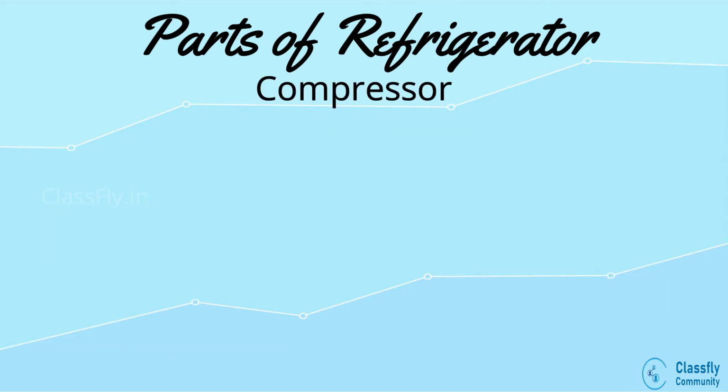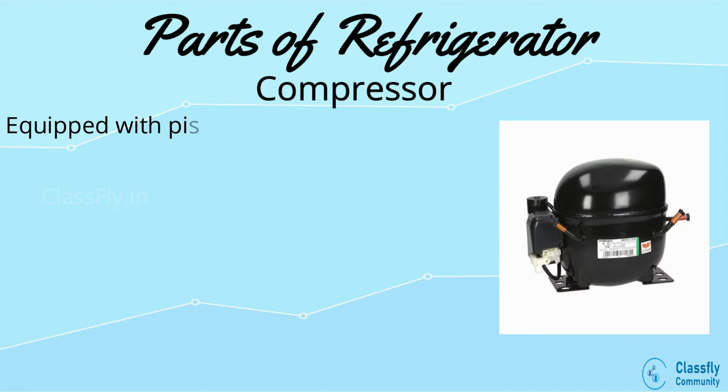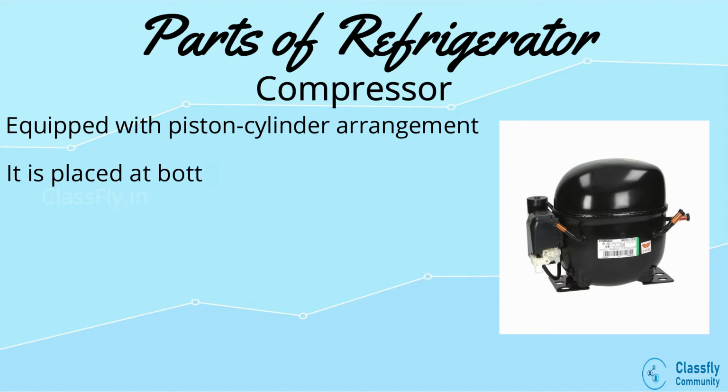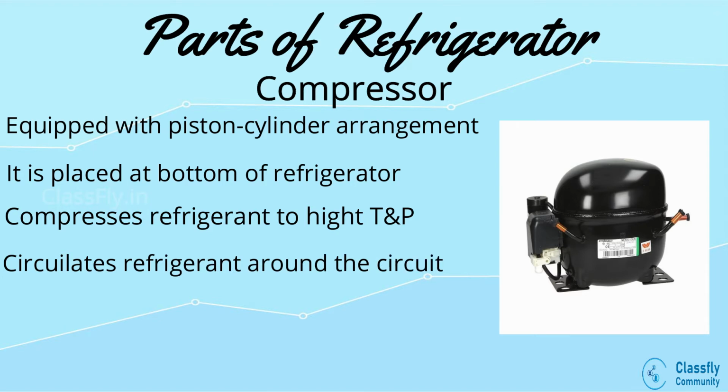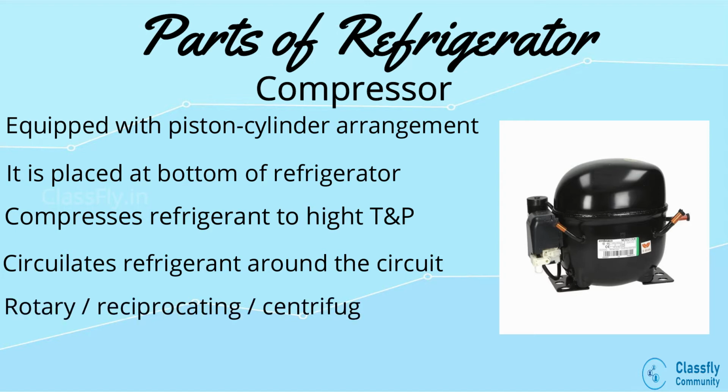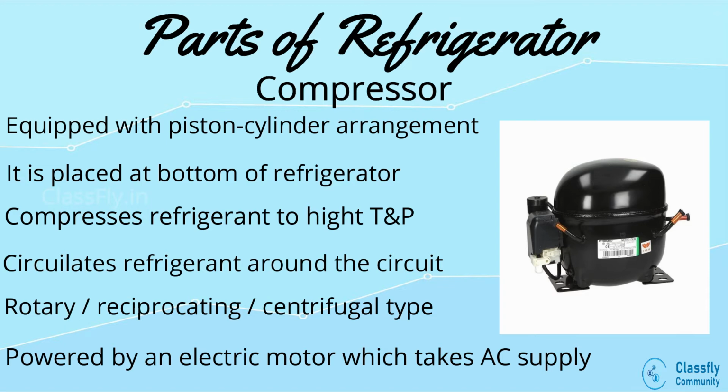Next, the compressor. A compressor is usually equipped with a piston cylinder arrangement and is placed at the bottom portion of the refrigerator. It is used to compress the vapor refrigerant to high pressures and temperatures and also circulate the refrigerant around the circuit so that the refrigerant can perform its heat absorbing function over and over again. The compressor can be of rotary, reciprocating or centrifugal type. These compressors are driven by an electric motor that takes its power from an AC supply.